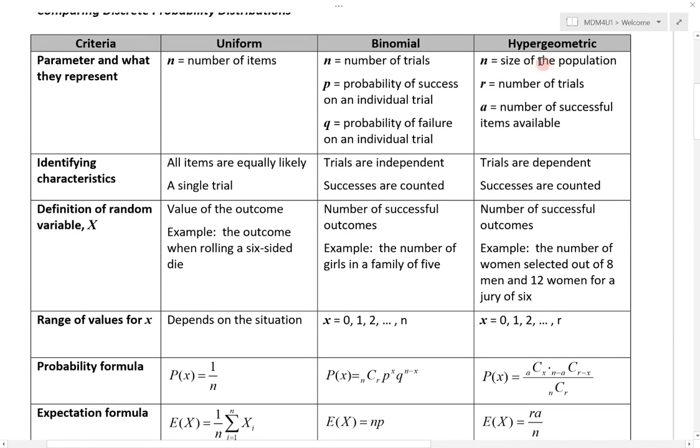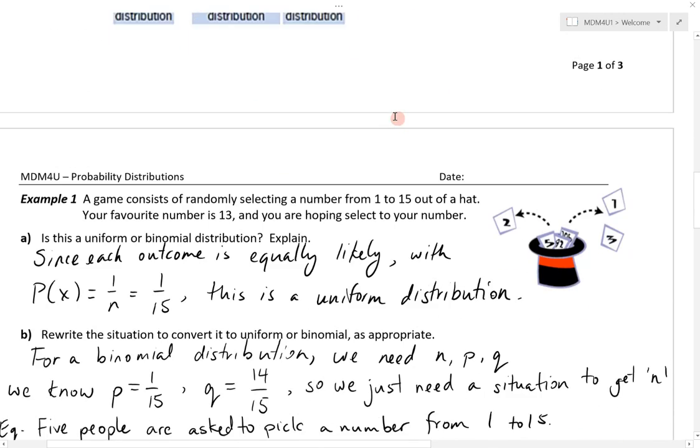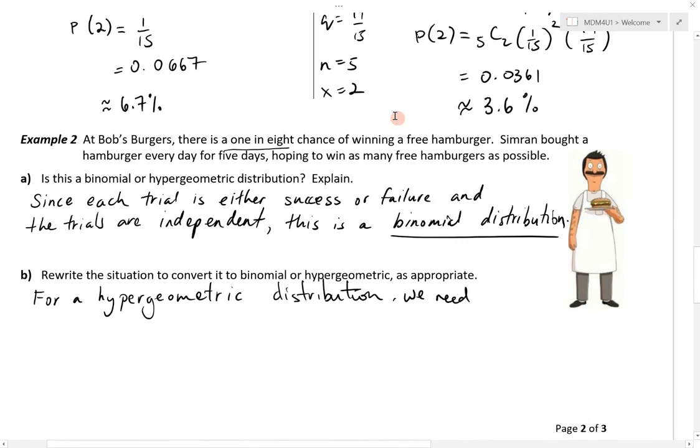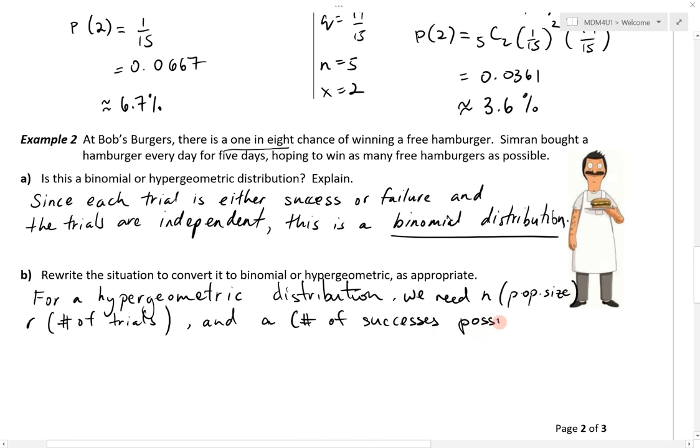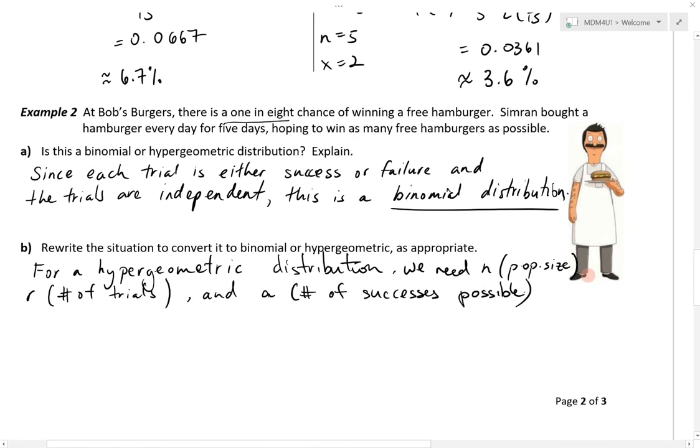Okay, so we need to have a size of the population. We need to know the number of trials, and we need to know the number of successful items that are available. Okay, so let's go back down. Let's write down here. We need N, so population size. We need R, which is number of trials, and we need an A, number of successes possible.